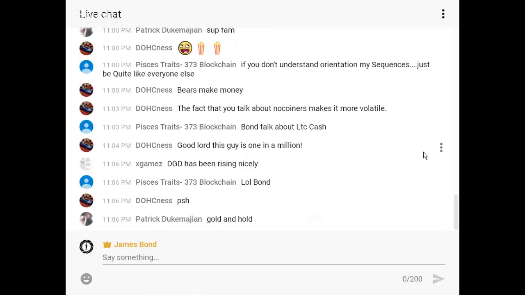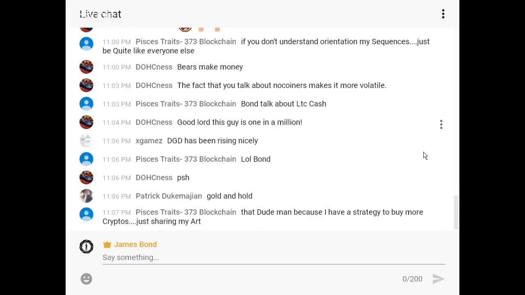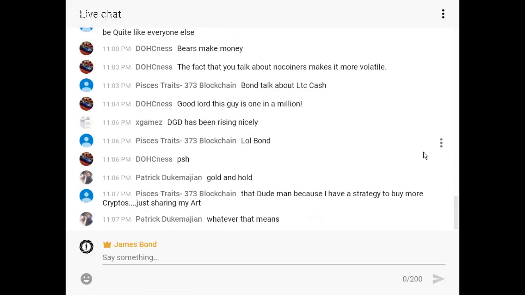Let's see here. Bond, talk about LTC Cash. What about it? I mean, what is that, a fork? Another fork of a fork? I think forks are a waste of time. Let me see. DGD has been rising nicely. That's good to know. Good to know.